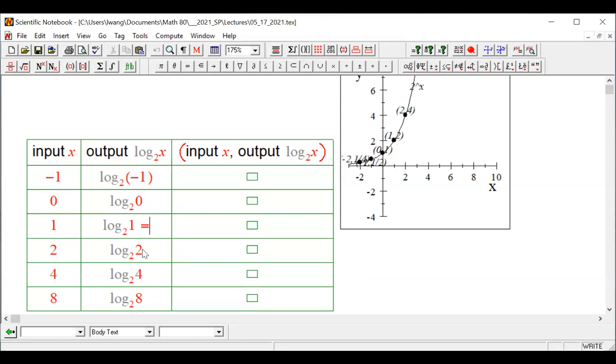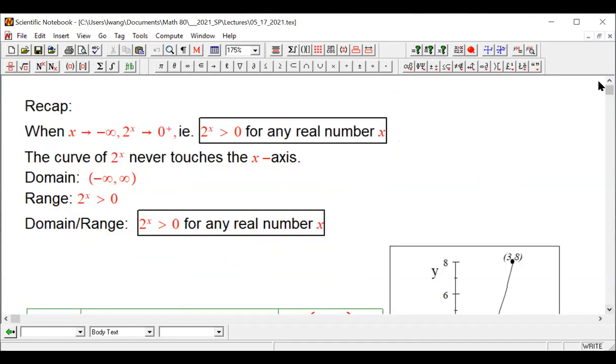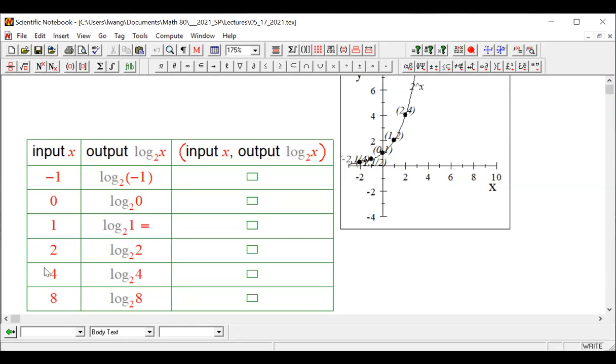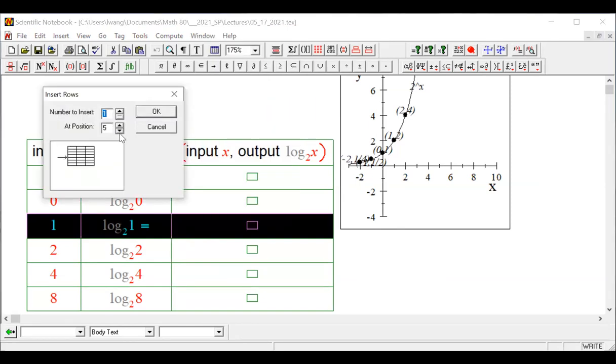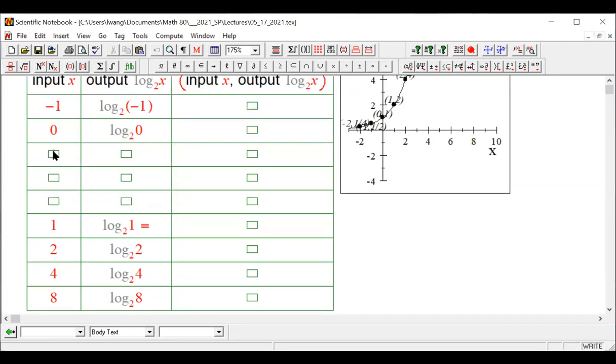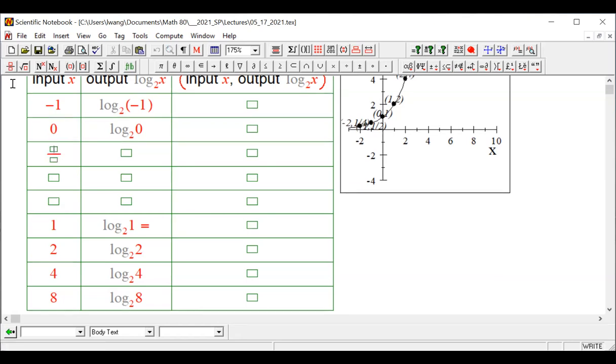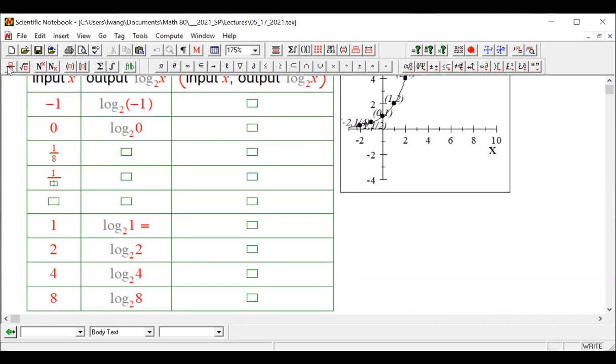Right, we have 1, 2, 3, 4, 5, 6. We have all these numbers, but I'm going to give you some more numbers. Insert more rows. Here. Okay, I'm going to give you 1/8, 1/4, 1/2.